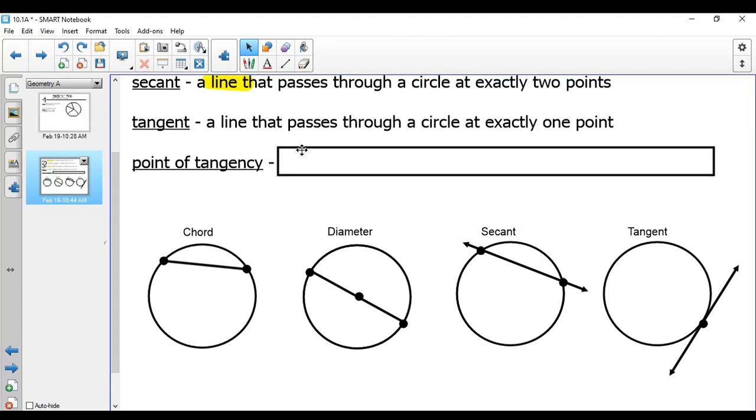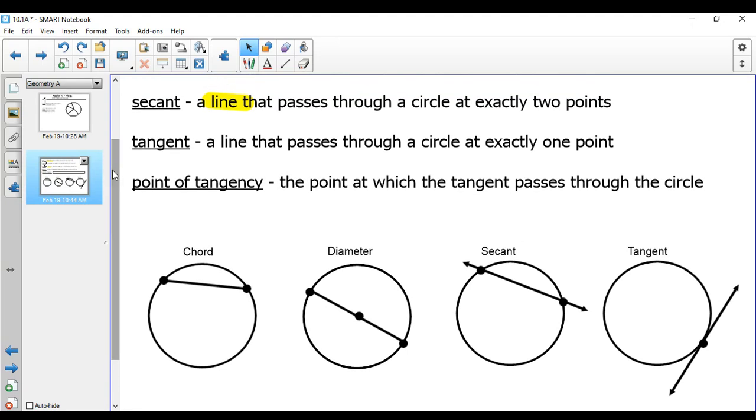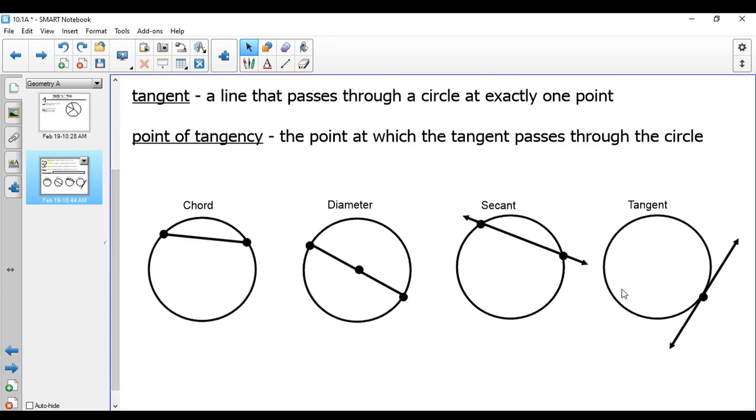And then the last thing is a point of tangency. The point of tangency is just the point where the tangent hits the circle. So our point of tangency would be down here where our tangent line hits the circle.